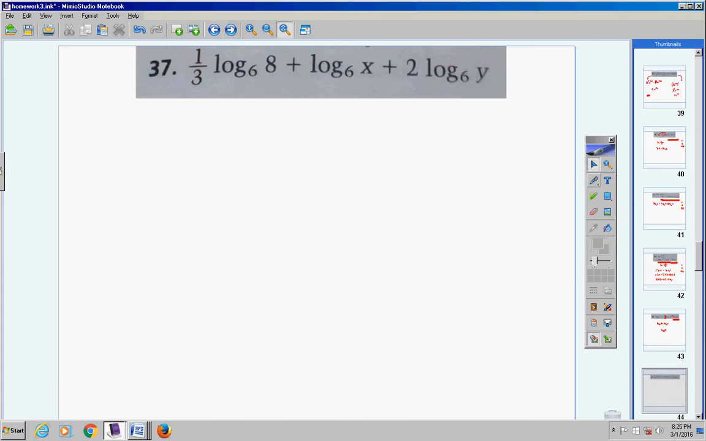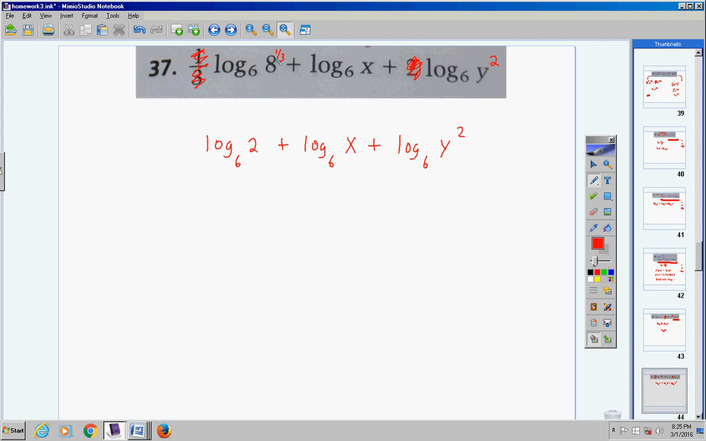Okay, now remember we must have like bases. 6, 6, and 6. That's not a good omen, is it? Not good, alright. Just kidding. Alright, now, any numbers to the left? Well, there is here. So I'm going to put a 1/3, 8 to the 1/3. Any numbers to the left here? No. Any numbers to the left here? Yes, right here. So now I have logarithm base 6 of 2 plus logarithm base 6 of x plus logarithm base 6 of y squared.